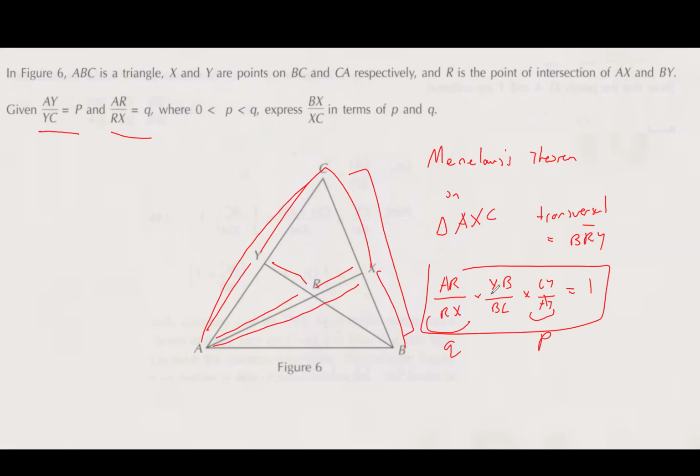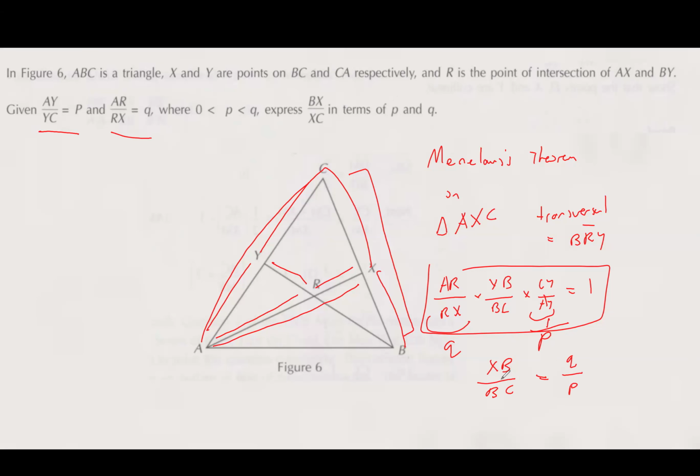So we can express XB over BC. Oh, no. AR over RX over... Sorry, this should be 1 over P. So if we rearrange this, we should get Q over P. So does anyone have any questions so far? Right, no? Okay. So we can actually expand this.